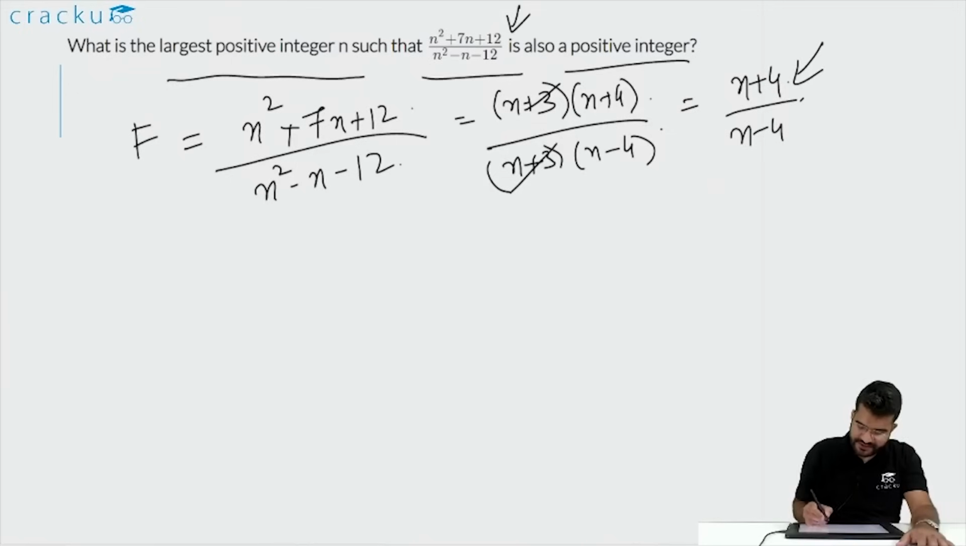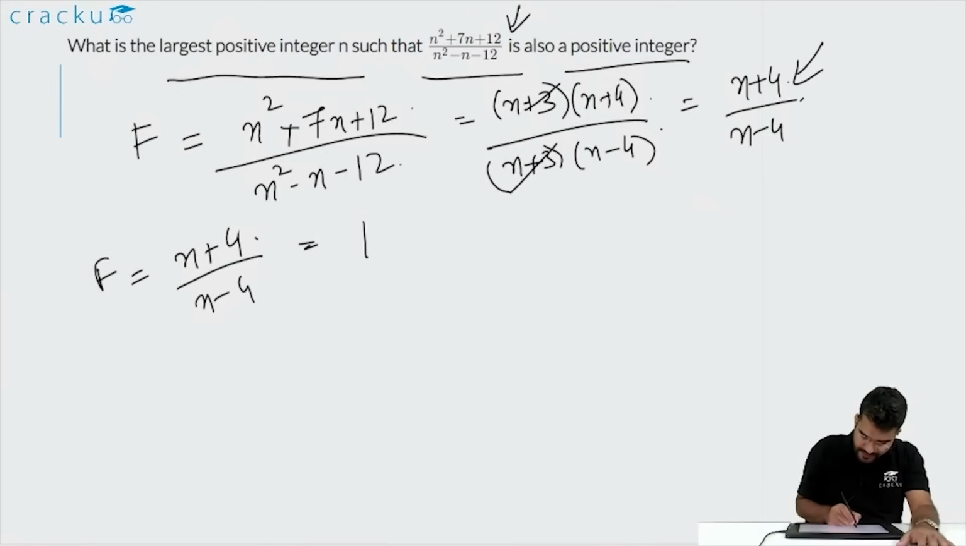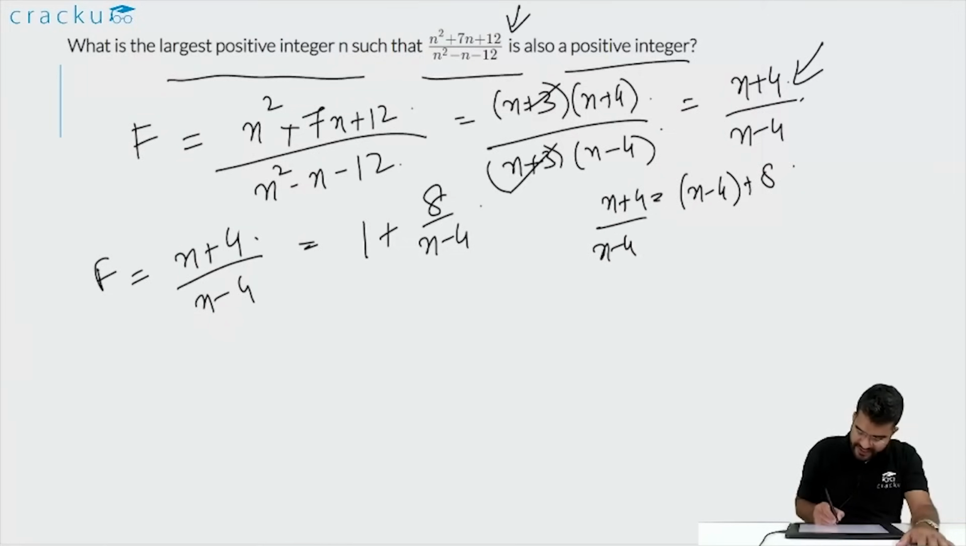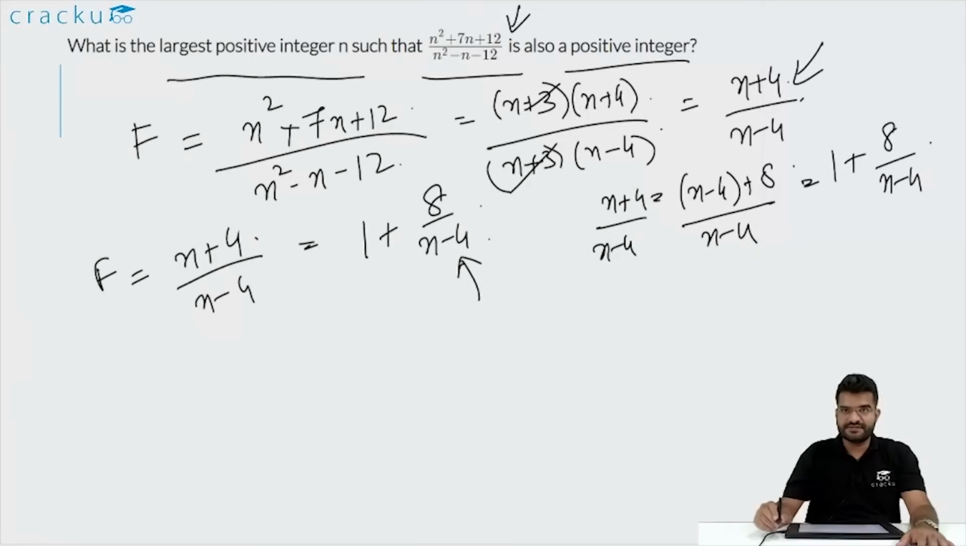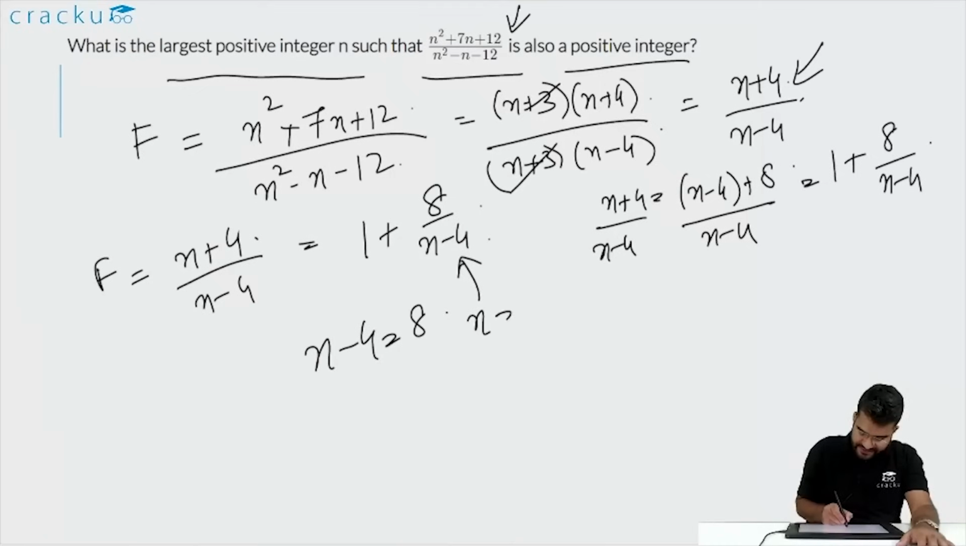Now we are required to find out the largest integer n such that this is a positive integer. Now we can simplify f further so that it becomes n plus 4 by n minus 4, which is equal to 1 plus 8 by n minus 4. How did we come to this conclusion? It is because n plus 4 is actually equal to n minus 4 plus 8. So if you divide n plus 4 by n minus 4, this actually becomes 1 plus 8 by n minus 4. Now we are required to find out the largest positive integer such that 8 by n minus 4 is also a positive integer. Now we can easily see that this will happen only when n minus 4 is equal to 8 or n is equal to 12.